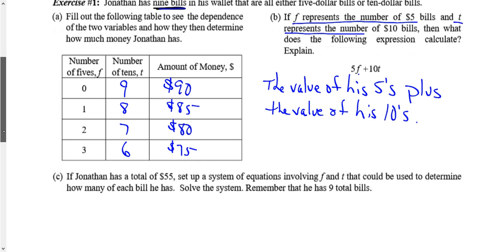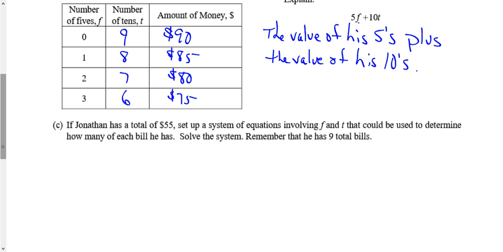Okay? So, here, part C. How much does he have in his wallet altogether? In part C, somebody? $55 he has, yeah? Uh-huh. And how many bills does he have altogether, guys? 9 bills. He has 9 bills, so they want a system of equations, right?